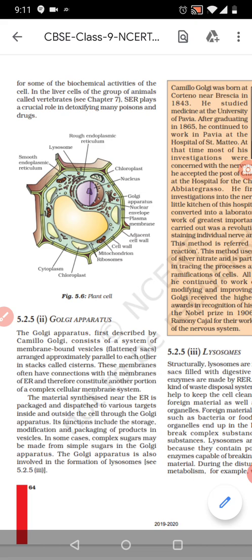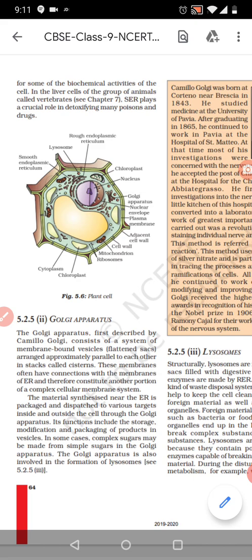Endoplasmic reticulum is a round globule-like structure. The ER, endoplasmic reticulum, has a structure similar to the plasma membrane. It is also a membrane-bounded structure. There are two types of endoplasmic reticulum, children. The first is RER, the second is SER. RER means rough endoplasmic reticulum. SER means smooth endoplasmic reticulum.